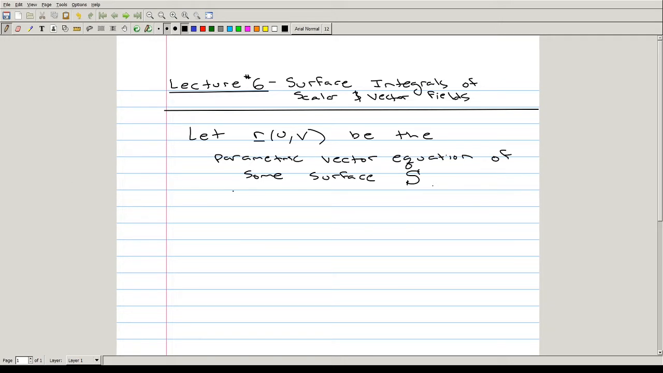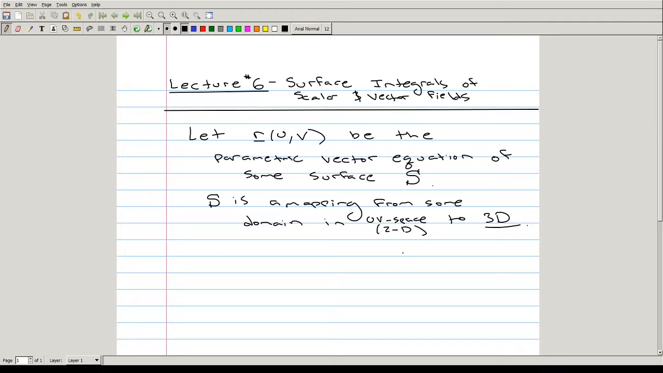In which case, S is a mapping from some domain in UV space to 3D, because in general, a surface is something that's defined in 3D. So we really can think of R of UV as a mapping from some space in a two-dimensional parameter space to three-dimensional space. And the idea is that this is always going to define some sort of surface.